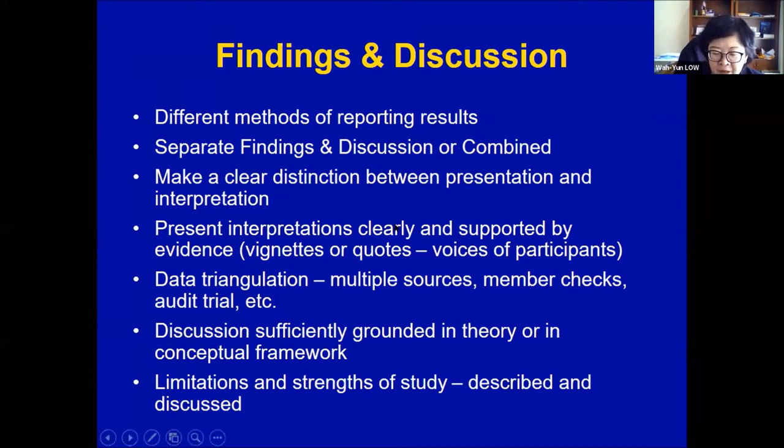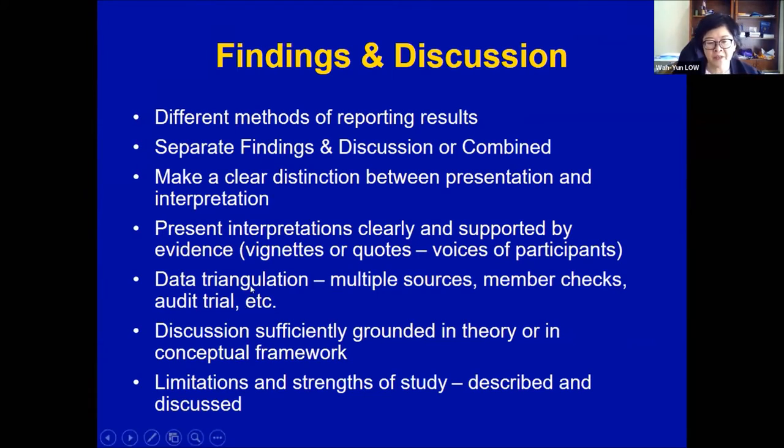In qualitative study, your evidence are actually quotes or codes. They are voices of the participants. Yeah. So basically, when you're writing up a piece of qualitative research, you are the middle person, where the voices of the participants are heard in your paper, in your research report.